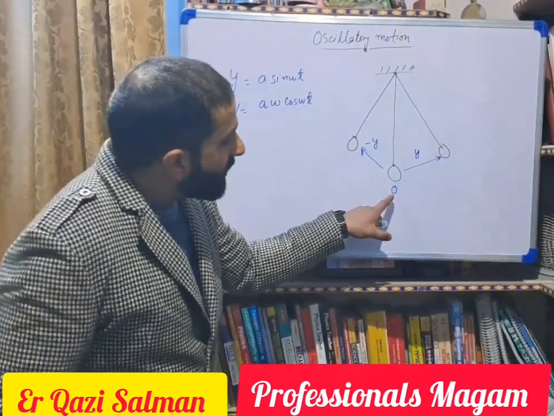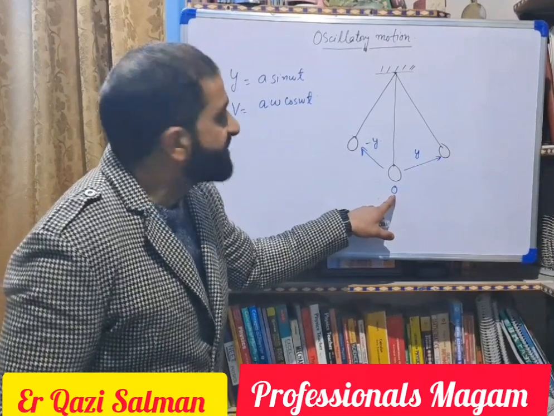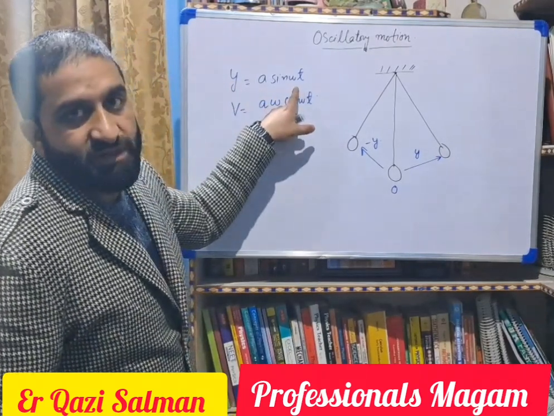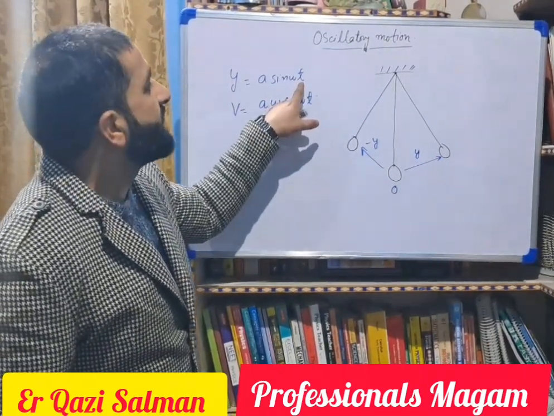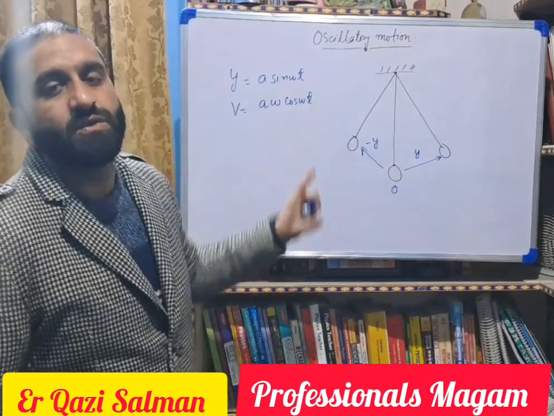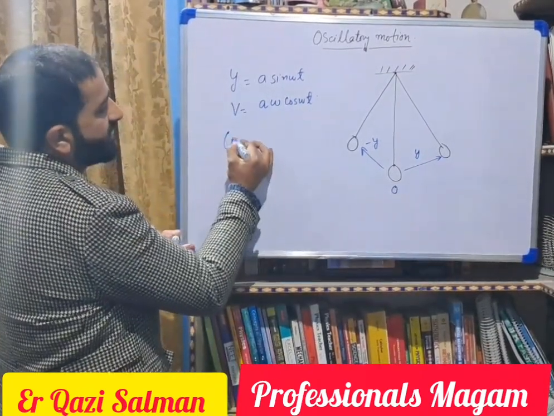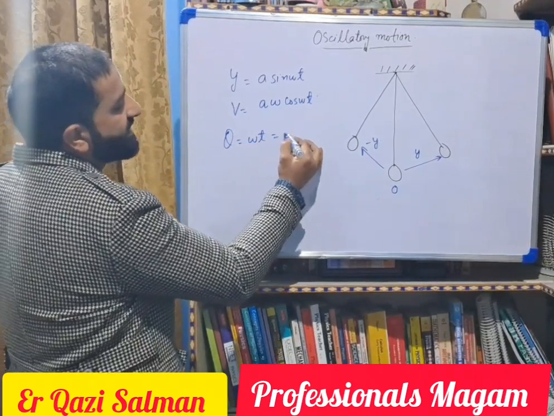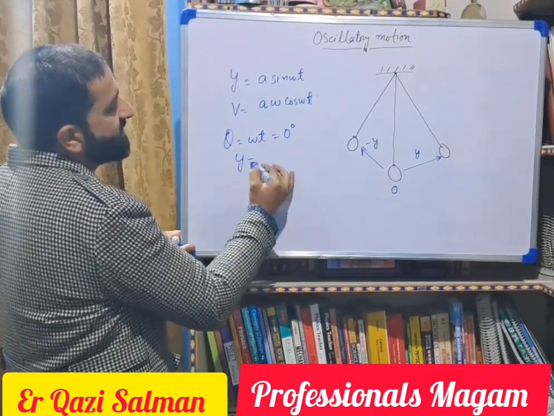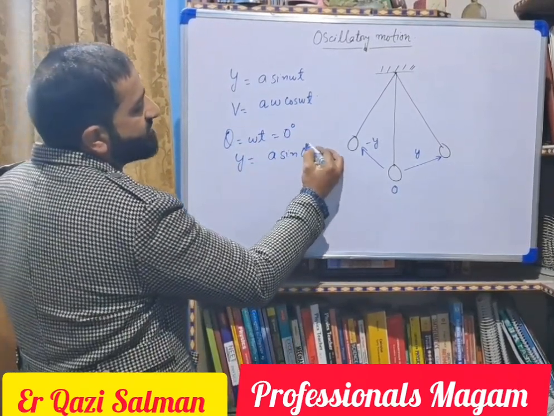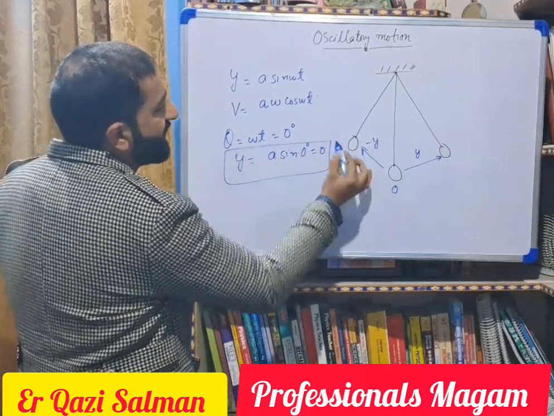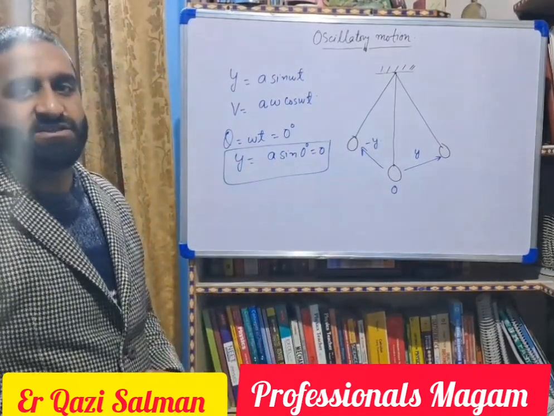Now, when we talk of displacement here, displacement is equal to 0, because omega t is equal to 0 and sine 0 is equal to 0. Here, the angle theta is equal to omega t, that is equal to 0. So displacement is equal to a sine of 0, that is equal to 0. And this is the mean position, where displacement is equal to 0.